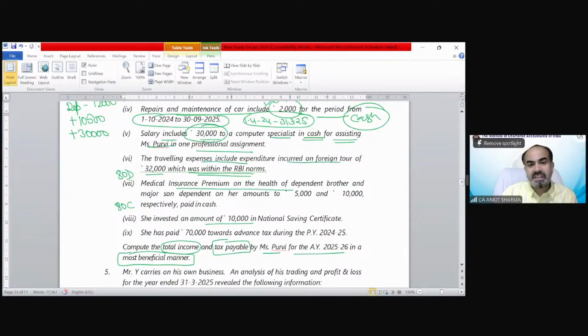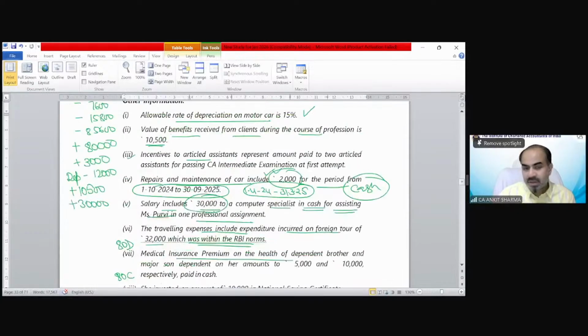She has paid 70,000 towards advance tax. So that is going to be reduced from your total tax liability. So that was the information of her PGBP income. The total would be, suppose it's A, 920,200. Now income from house property calculation is very easy. 85,600. 3,000 was municipal tax. 82,600.